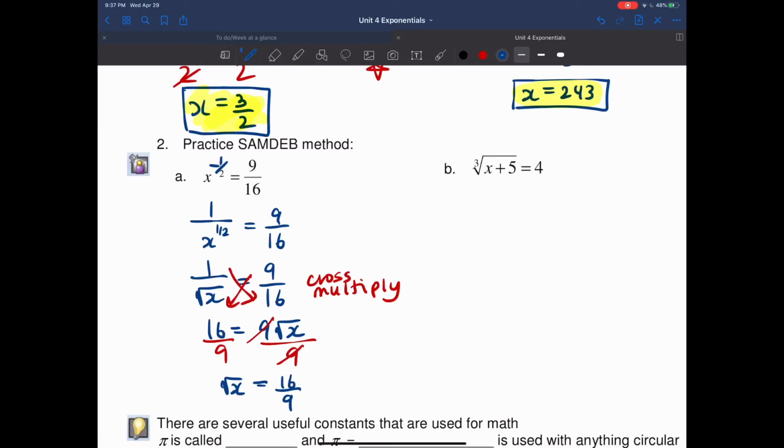So I'm getting really close. So last step is, well, anytime you want to get rid of a square root, you want to square it, because that's going to get me that x by itself, because these are going to cancel out, right? And so I am going to get x is equal to, well, 16 squared is 256, and 9 squared is 81, and that is my final answer.